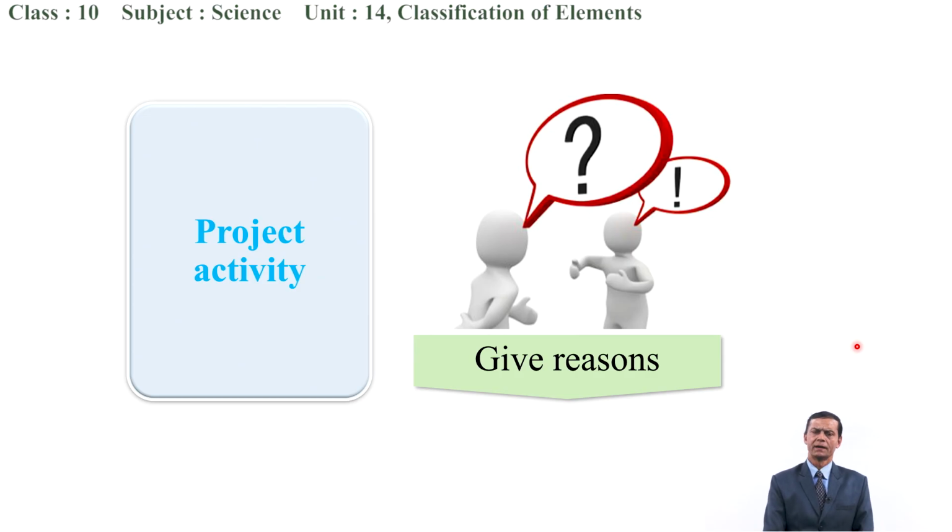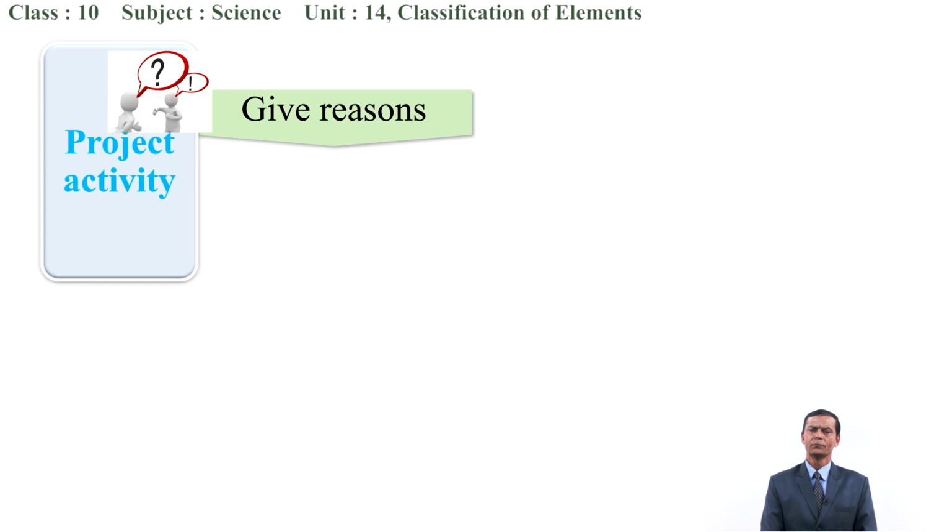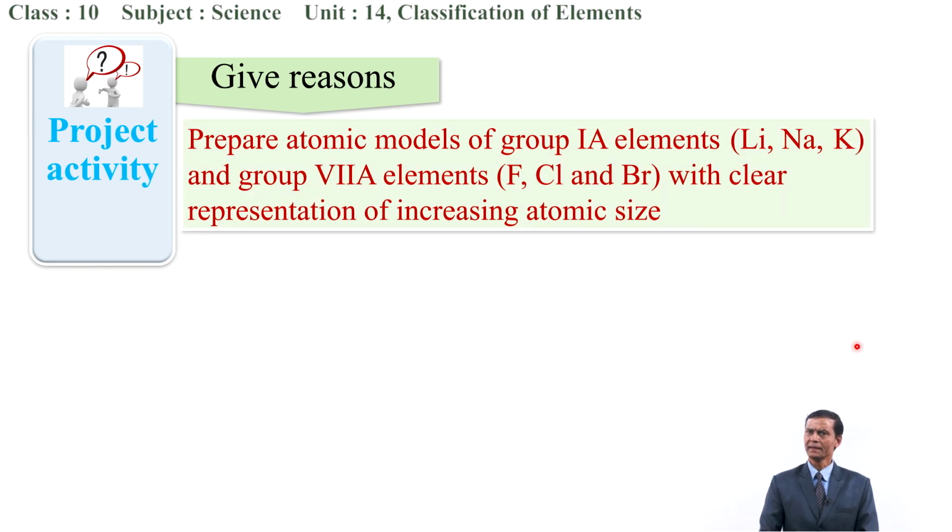Dear students, now we came to the end of the class, so let's perform one project activity. What sort of project activity we have to perform? Please do this activity: prepare atomic models of the group 1 elements, that is lithium, sodium and potassium, and group 7 elements fluorine, chlorine and bromine with clear representation of the increasing atomic size. Which is bigger? Lithium, sodium, potassium. Increasing atomic size you have to represent in your project, isn't it? And you have to demonstrate it in your class.